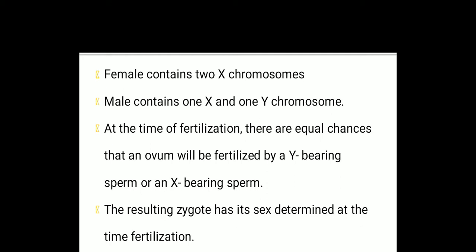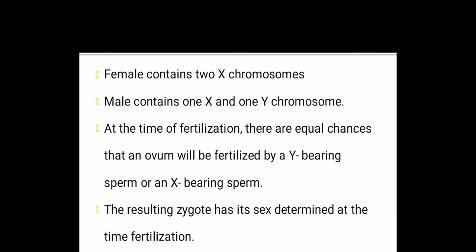At the time of fertilization, there are equal chances that an ovum will be fertilized by a Y bearing sperm or an X bearing sperm. Normally, what happens at the time of fertilization? From the female, only one chromosome comes, the X only. But what happens in the sperm? The male gametes determine the sex of the individual.